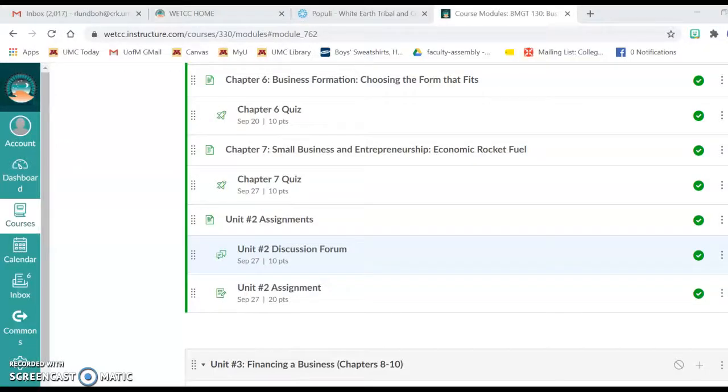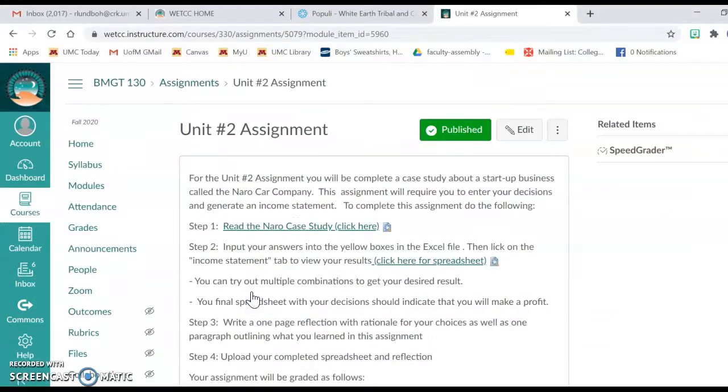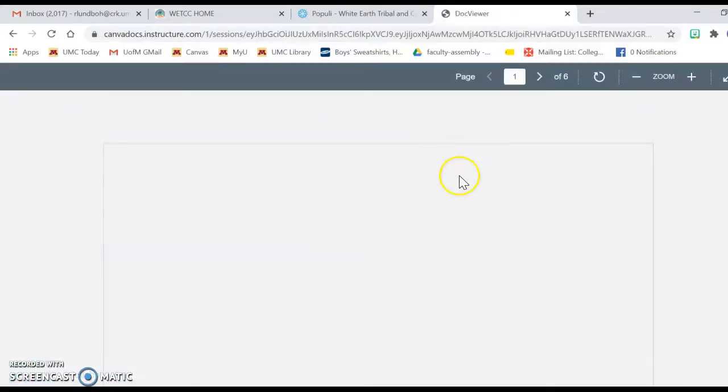This is an overview of how to complete the Unit Number 2 assignment. So go ahead and start by clicking on Unit Number 2 assignment. For the Unit Number 2 assignment, you're going to complete a case study about a startup business called the Narrow Car Company. You'll read the case study and make some decisions, then input your decisions into a spreadsheet to create an income statement. So step 1 is to read the Narrow case study.